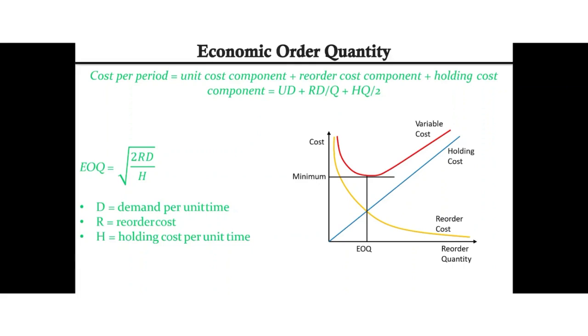The minimum cost occurs when the holding cost component equals the reorder cost component, or RD/Q equals HQ/2. We can use this last observation to calculate the economic order quantity, as rearranging the equation gives this result. EOQ is the square root of 2 multiplied by R multiplied by D divided by H, where D is the demand per unit of time, R is the reorder cost, and H is the holding cost per unit of time.